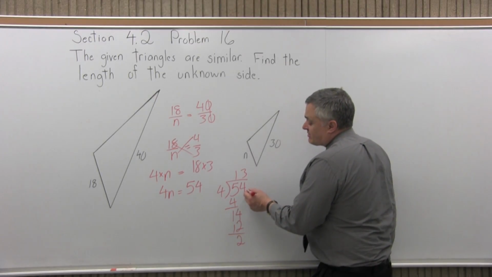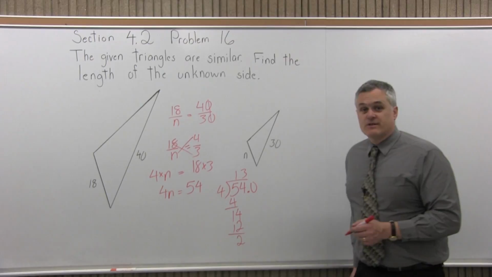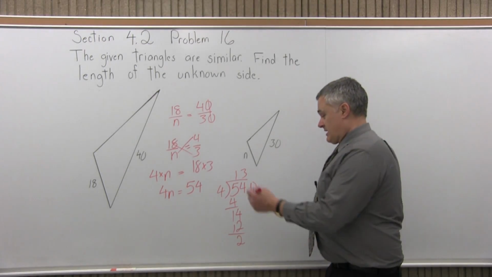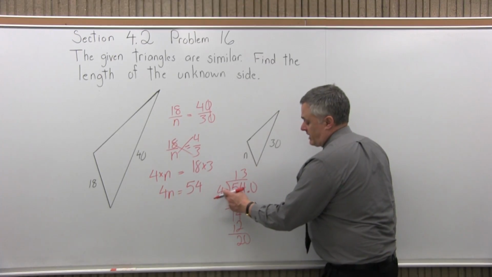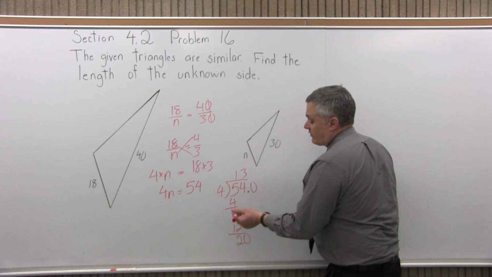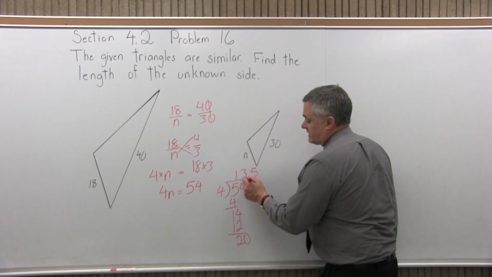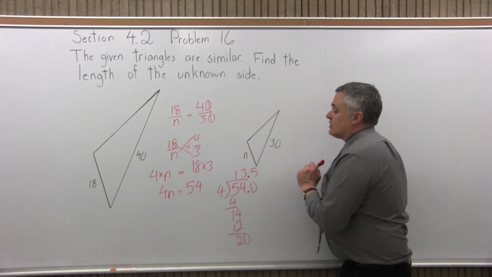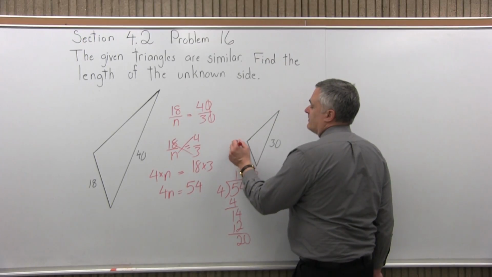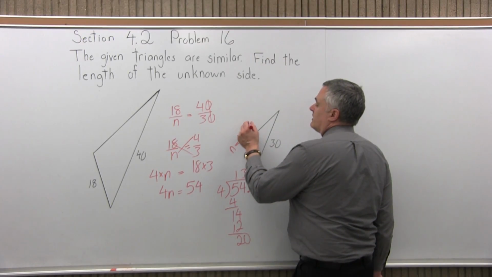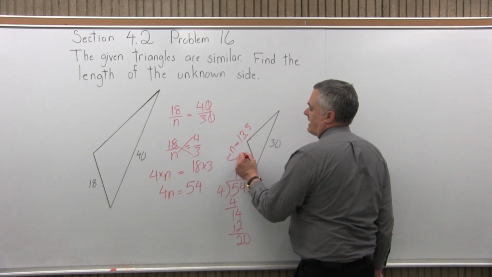There is no next digit, but you can assume the 54 can be written as 54.0. That extra 0 that you add in, you can bring it down next to the 2. And now 4 divides into 20, and it will go in evenly 5 times. So the decimal that you put in comes up. So 13.5. So the length of the unknown side is 13.5.